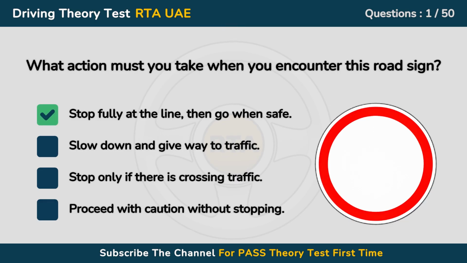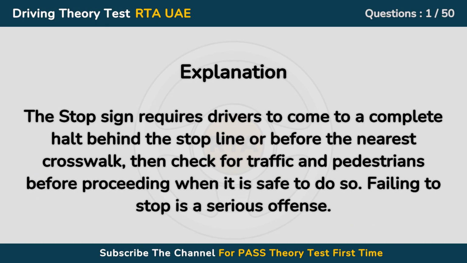Answer is A. Stop fully at the line, then go when safe. The stop sign requires drivers to come to a complete halt behind the stop line or before the nearest crosswalk, then check for traffic and pedestrians before proceeding when it is safe to do so. Failing to stop is a serious offense.